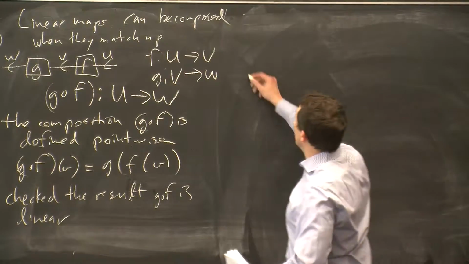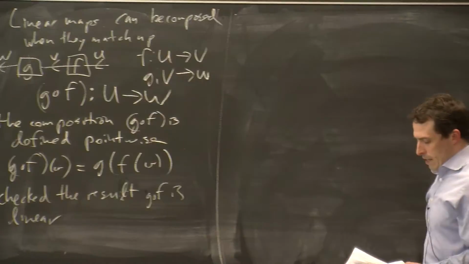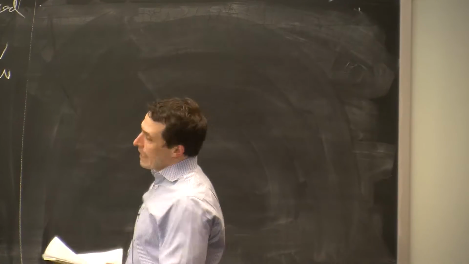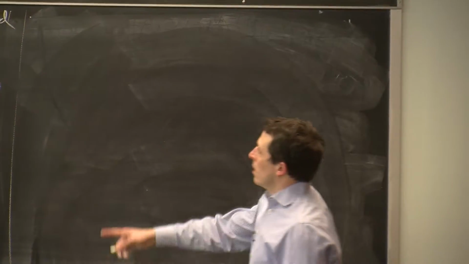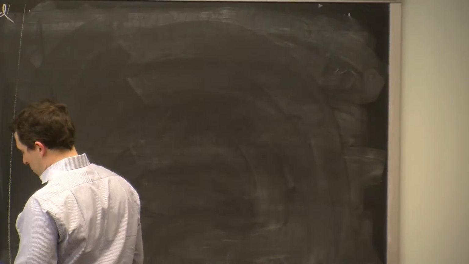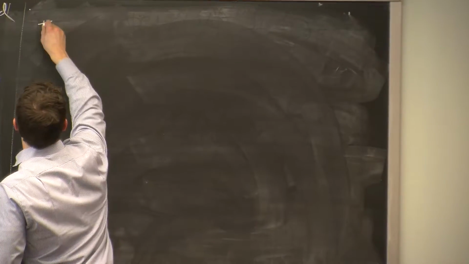Whenever you see a notion of composition, there are two questions you should ask yourself about it. Is there an identity, and is it associative? We talked about why those things are true. So there's an identity linear transformation.